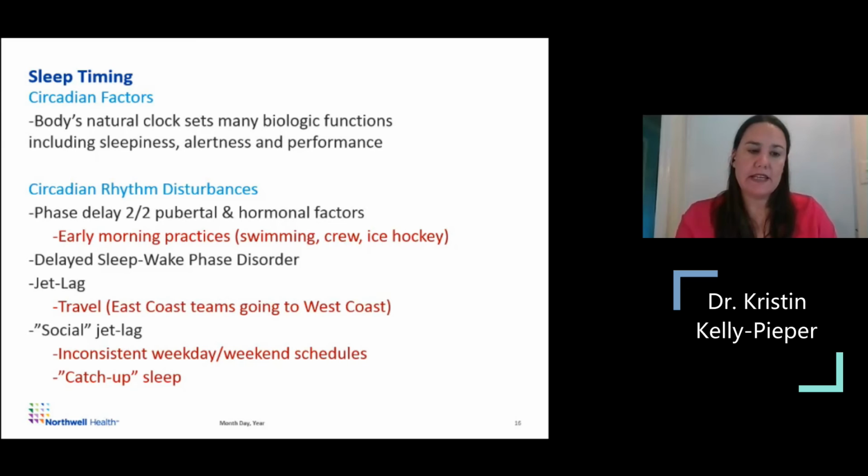Jet lag is a travel-related phenomenon when you cross time zones. So we see that for teams that travel, particularly East Coast teams going to the West Coast, where they might have some disruption due to that.